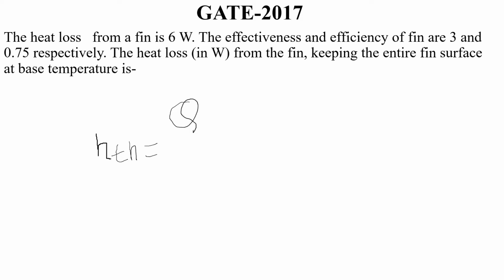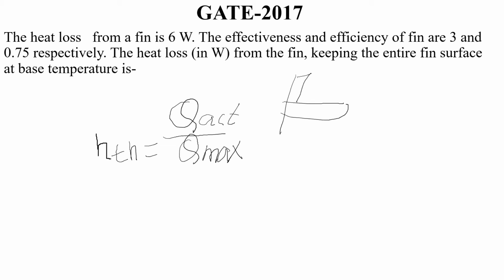As we already know, fin efficiency is the ratio of actual heat transfer to the maximum possible heat transfer, and this maximum heat transfer is obtained when the entire fin surface, suppose it is a wall and the fin is attached to it, is at the base temperature. The point where the fin is attached to the wall is known as the base. So we need to determine this value Q max.